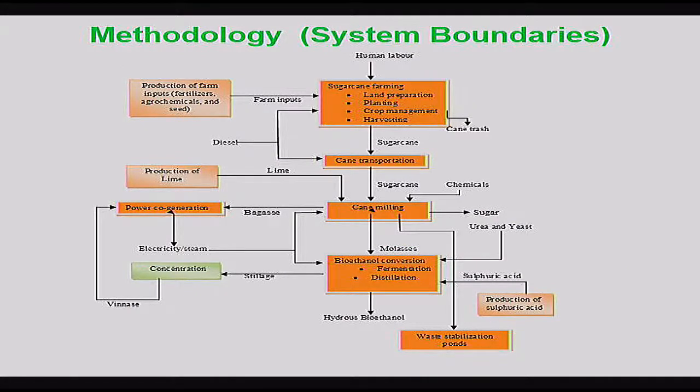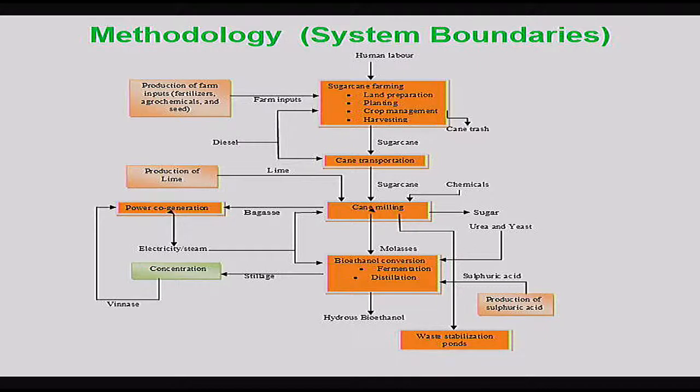Now, I come to the methodology. And here, what I'm considering is the system boundaries. This shows the areas or parts in the life cycle of ethanol production, starting from the farm, sugarcane farming. Then we come to cane transportation, cane milling, ethanol conversion from molasses, and also the waste separation ponds. That's where the waste ends up.